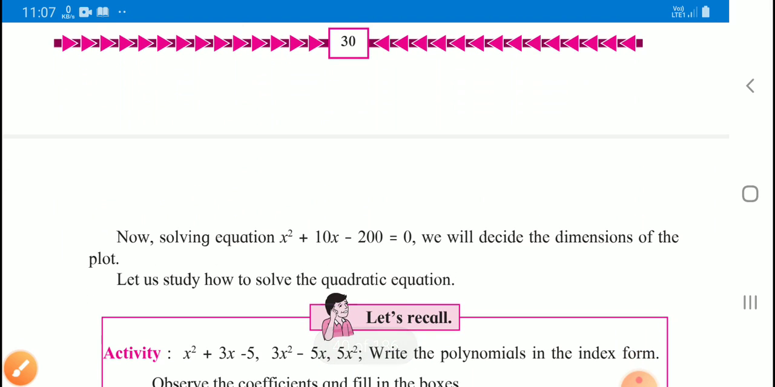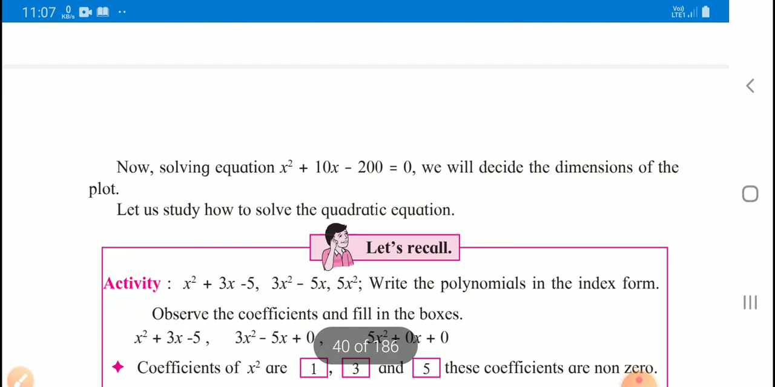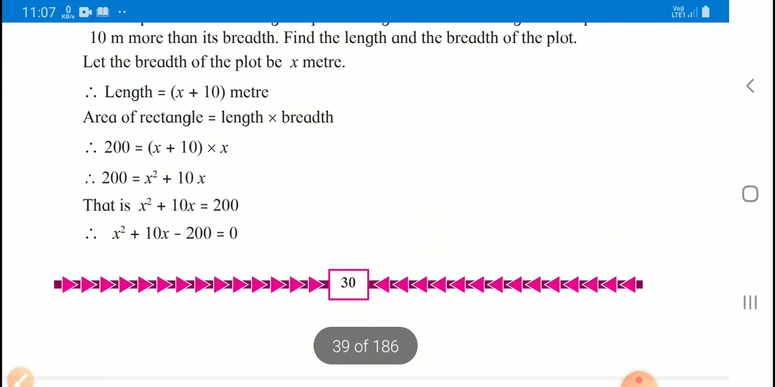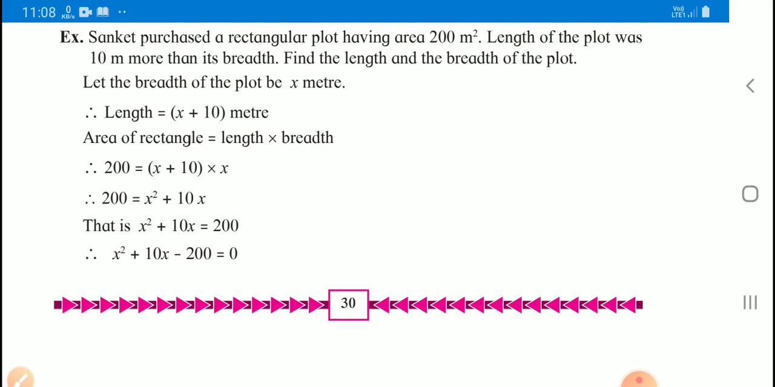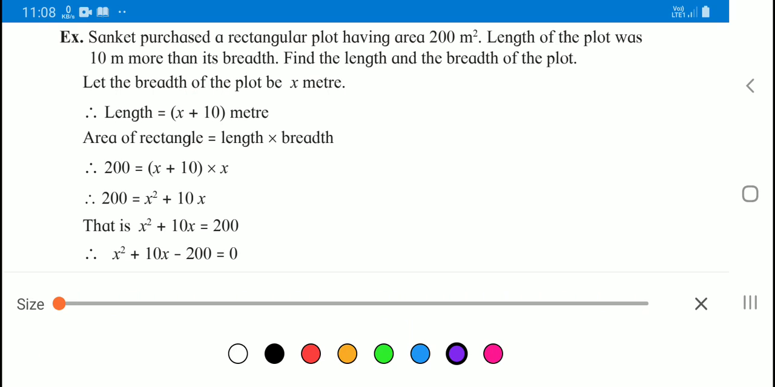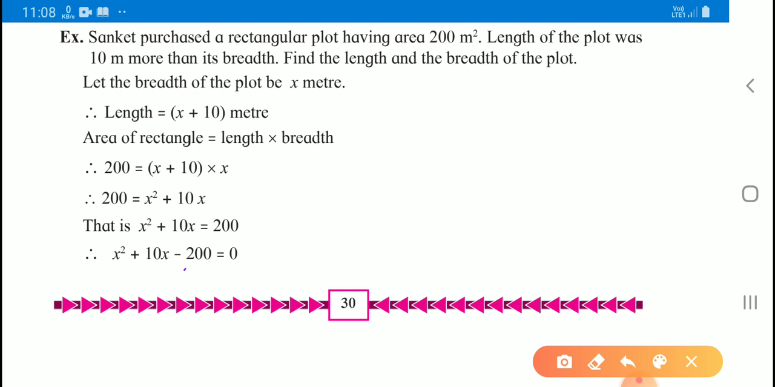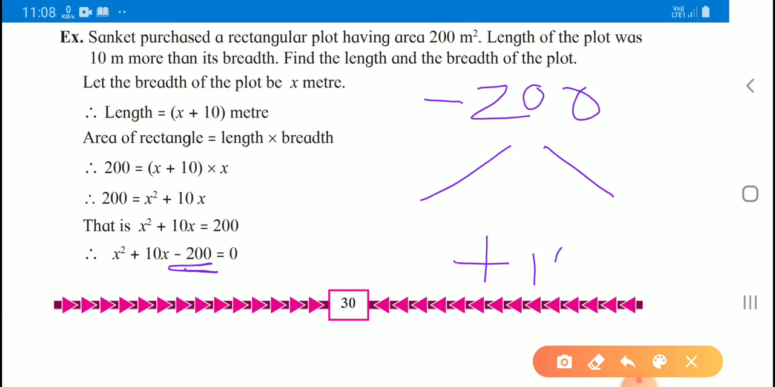Now solving the equation x square plus 10x minus 200 is equal to 0, we will decide the dimensions of the plot. Means we will decide the length and breadth of the plot. Okay. Now we can solve this equation by using the factorization method. Already you have studied this method. Means what we have to do here, we have to find the factors of negative 200. Okay. Now you can see the factors.